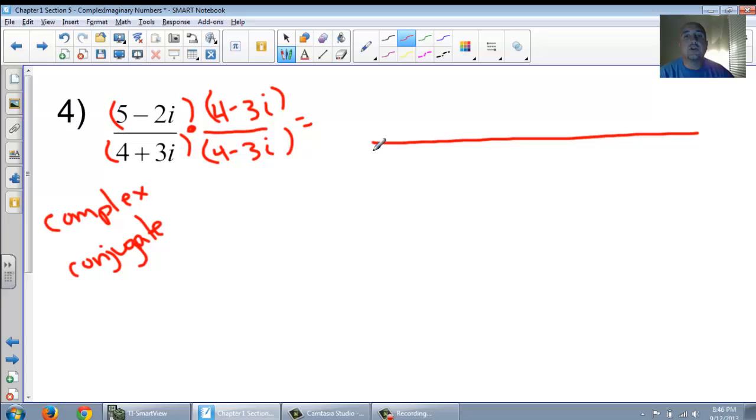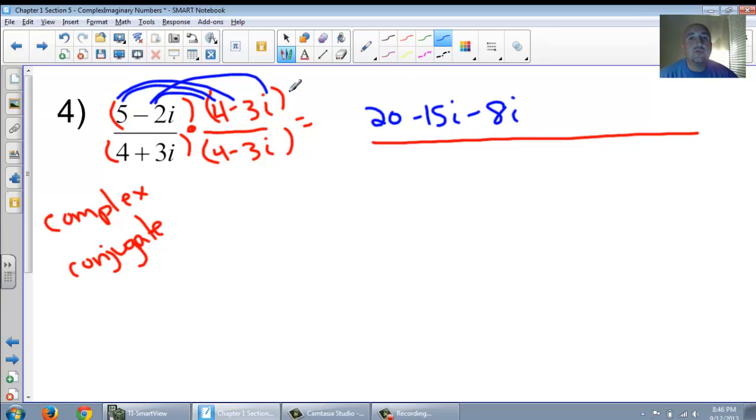What we're going to do is FOIL the top and FOIL the bottom. Okay. So let's do some foiling here. So we have 5 times 4, which is 20. We have 5 times negative 3i, which is negative 15i. We have negative 2i times 4, which is negative 8i. And we have negative 2i times a negative 3i, which is positive 6i squared.